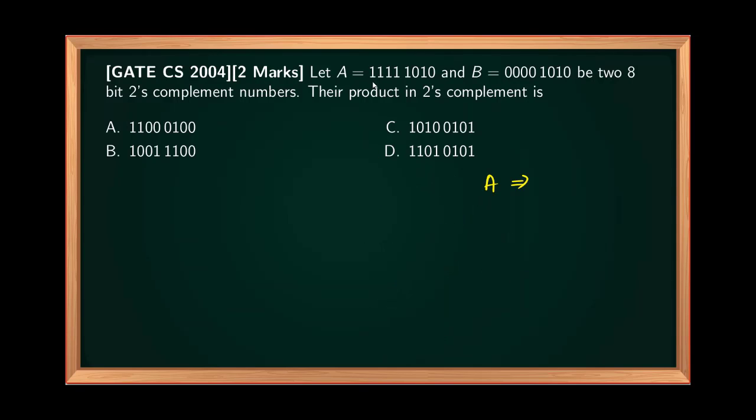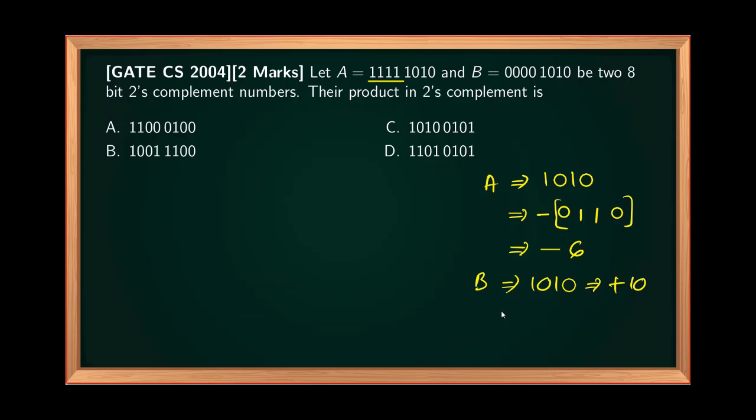The number is of the form extended sign bit. So the actual number is 1010. It's negative. Its magnitude is 0110, implies minus 6. The second number is positive. Its value is 1010, that is plus 10. Hence the product is minus 60.